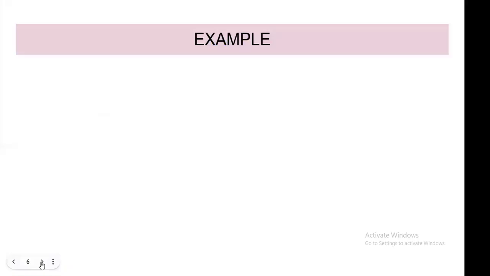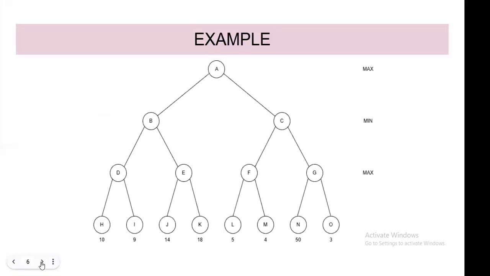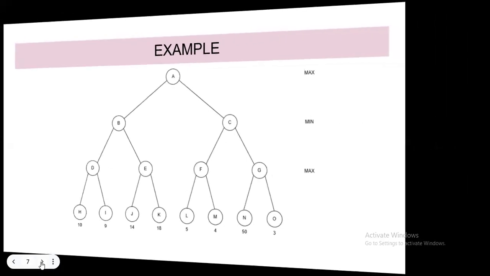Now we shall go through an example. This looks complex, but it's just a war between two players, minimum and then the maximum. Maximum who wants the highest score and minimum who wants the lowest. Let's check the algorithm first and find out who wins.